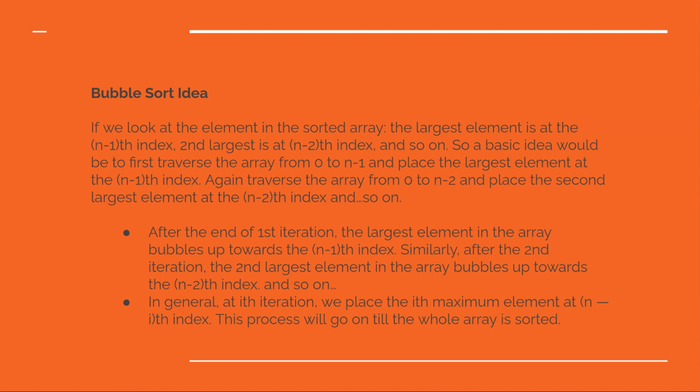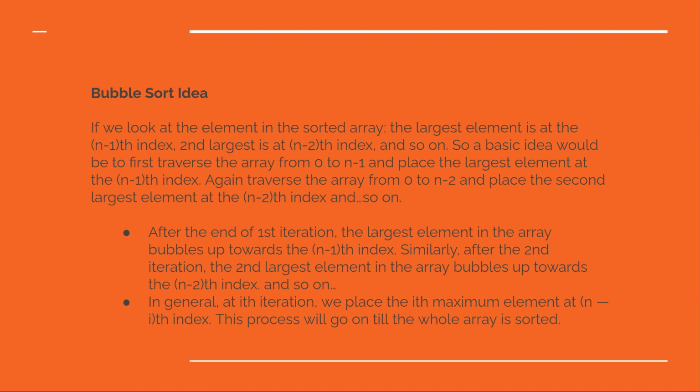Again, traverse the array from 0 to n minus 2 and place the second largest element at the n minus 2 index, and so on. After the end of the first iteration, the largest element in the array bubbles up towards the n minus 1 index.